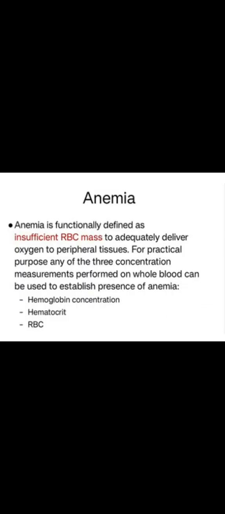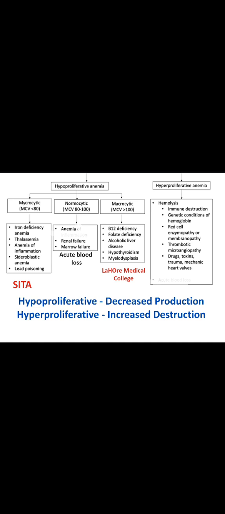Anemia is insufficient RBC mass to adequately deliver oxygen to peripheral tissue. As RBC carries hemoglobin, hemoglobin delivers oxygen to peripheral tissue. And to establish presence of anemia, we have to measure hemoglobin concentration, hematocrit and RBC. Moving on to the classification of anemia.